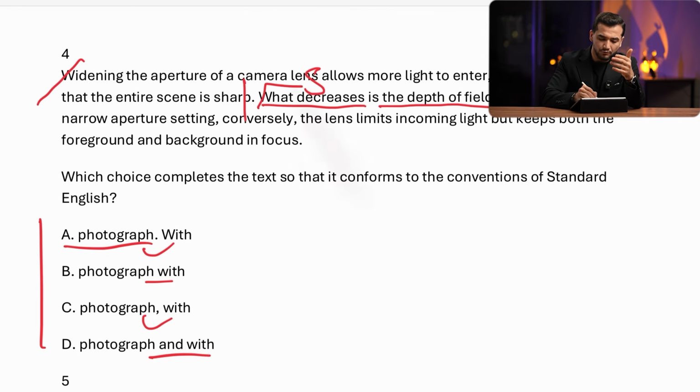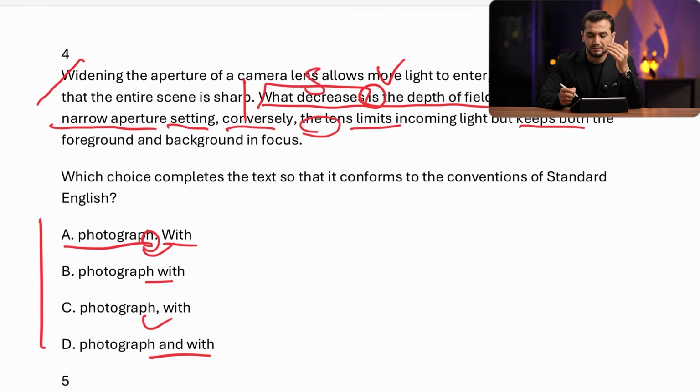So we have the subject, what decreases, and is as verb. But it's not over. Because after the full stop, you have to make sure you have the second independent clause. So with a narrow aperture setting, conversely, the lens limits incoming light but keeps both.